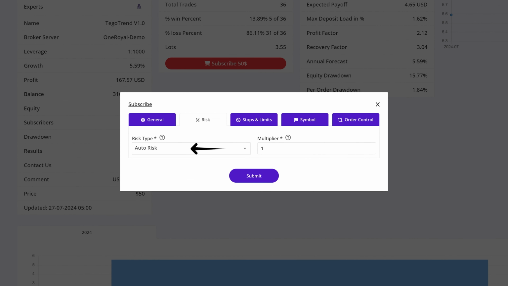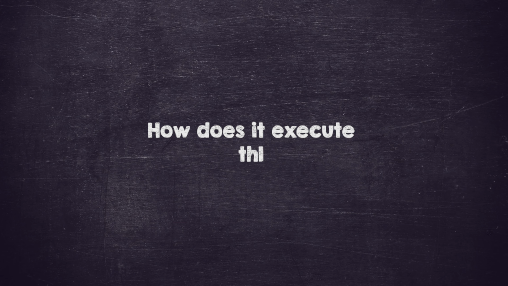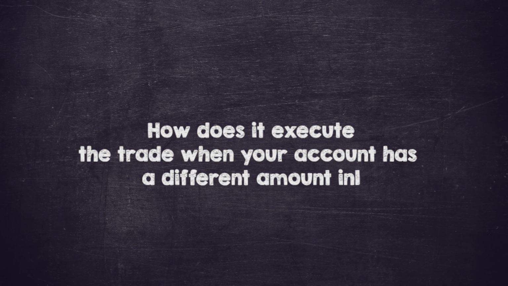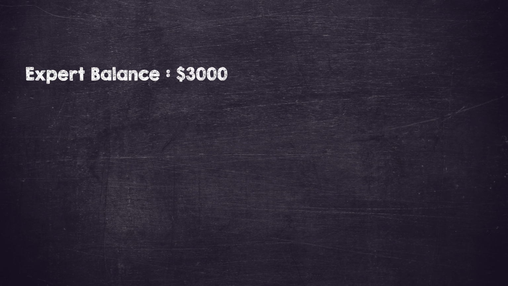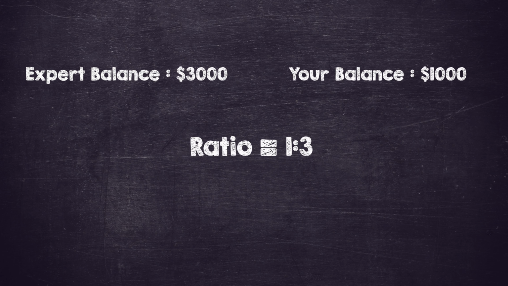The first field shows you the risk execution method. Note that when the expert opens a trade, the expert will be executing the trade over your account as well. The question here is, how does it execute the trade when your account has a different amount in terms of capital? The default settings here are the best settings recommended by Tego Trend, which is auto risk and one under multiplier. Let's assume that the expert has 3000 USD in its wallet, and assuming your wallet is 1000 USD, then the ratio will be 1 to 3.